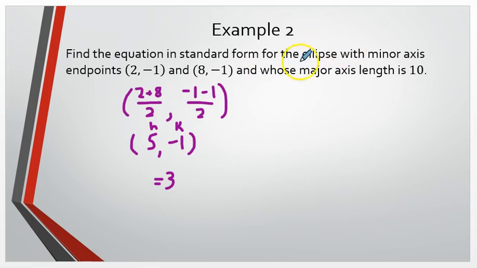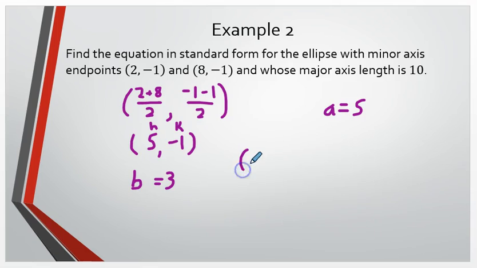Now, based on the name of those endpoints, since those were the minor axis endpoints, the distance from the center to a minor axis endpoint is the variable b. And then they gave me the major axis length, but that's 2a, so just make sure you remember to cut it in half. So that means a is equal to 5. So now again, we have everything we need. We have a, b, h, and k.